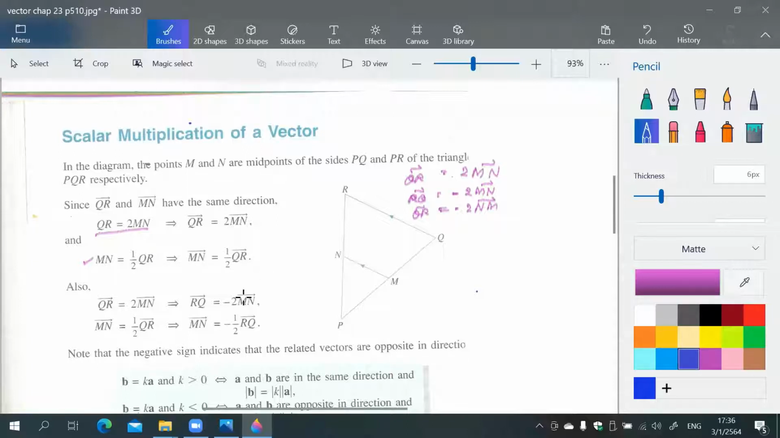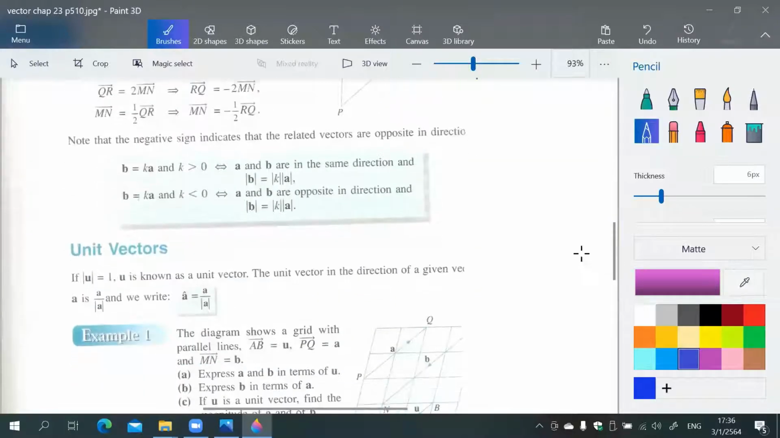This, the length, is a definition when you learn geometry. But now when we talk about vectors, you put the arrow sign on the top. From this you can form the general statement: vector B equals k times vector A, where k is a scalar. If you compare with this one, vector B is like vector MN, k in this case equals 1 over 2, and vector A equals vector QR.